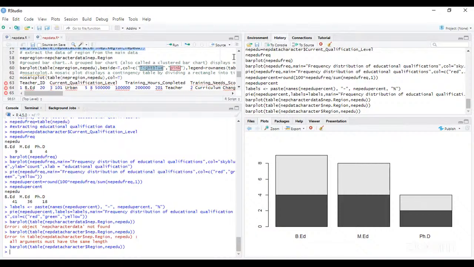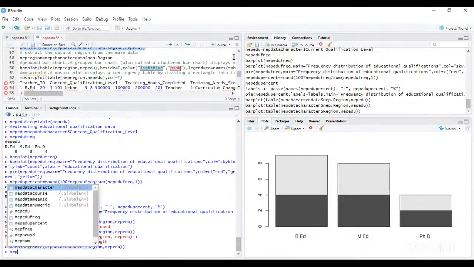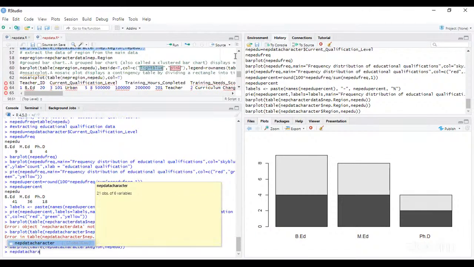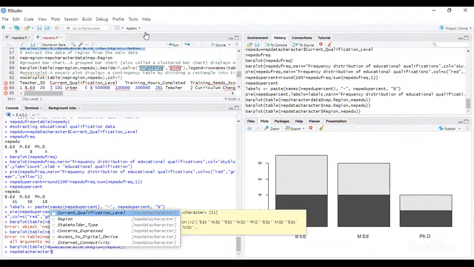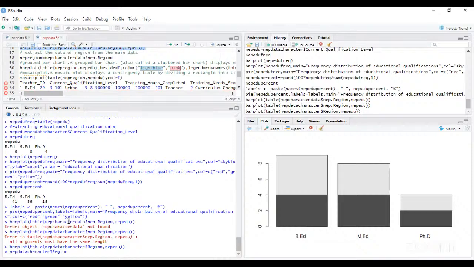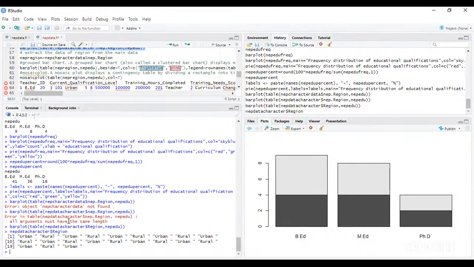Ma'am, please write NEP data character dollar region in the console section. Now dollar region, select region, the second number. Now enter. So in this stack bar chart, we are using two different data sets. One is showing educational qualification. The other data set is showing urban and rural, region-wise data.